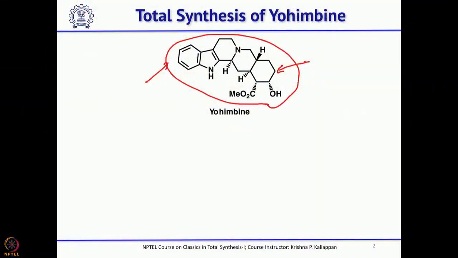If you look at the structure of yohimbine, it has the same core structure as reserpine, but it has an acyl group here, a trimethoxy aryl group attached to the carbonyl, and you also have your OMe group in reserpine.